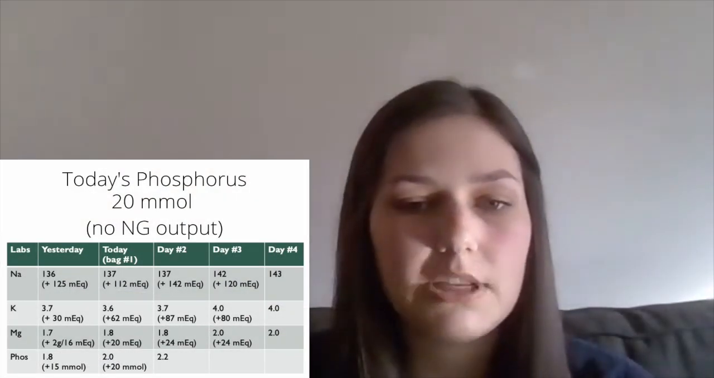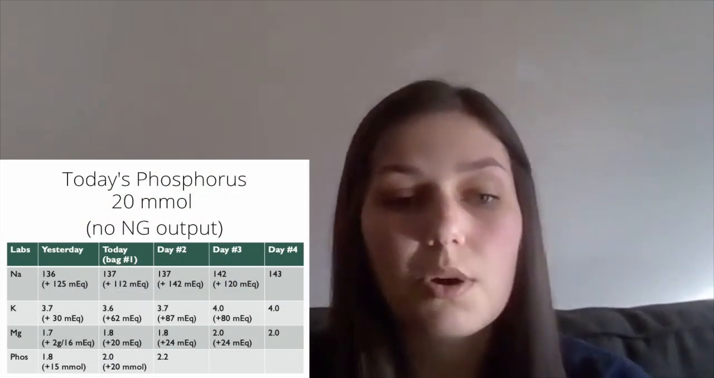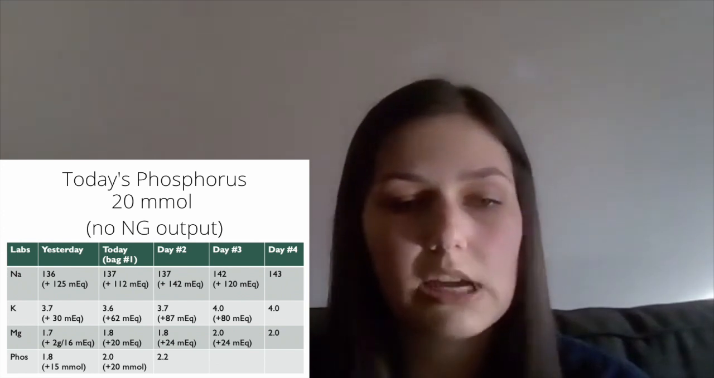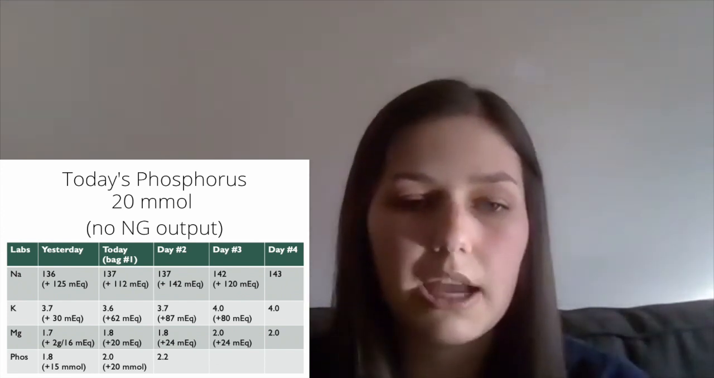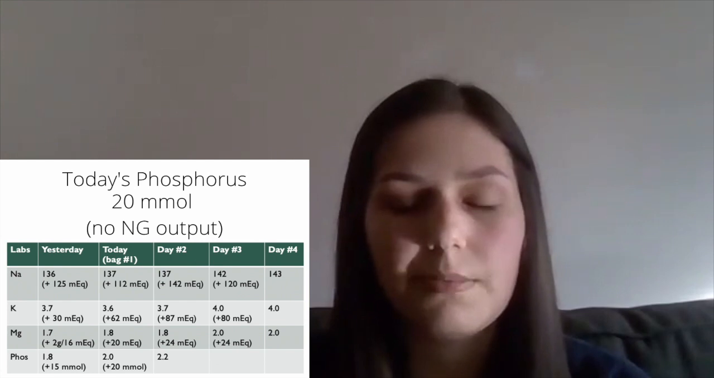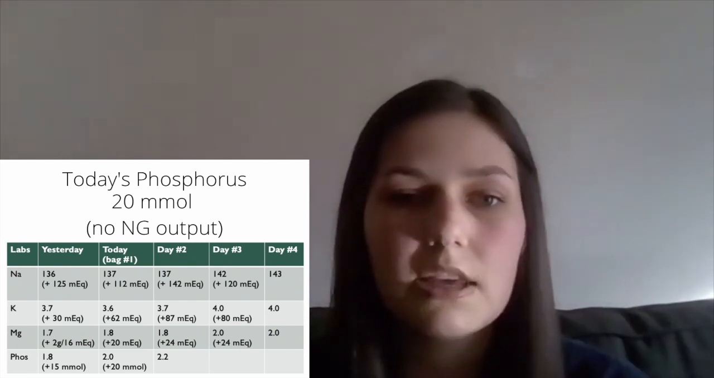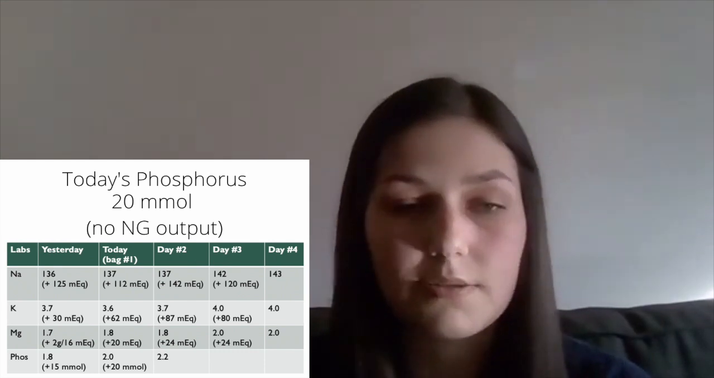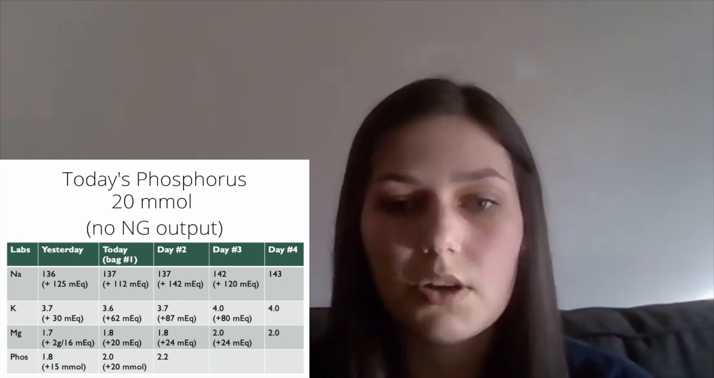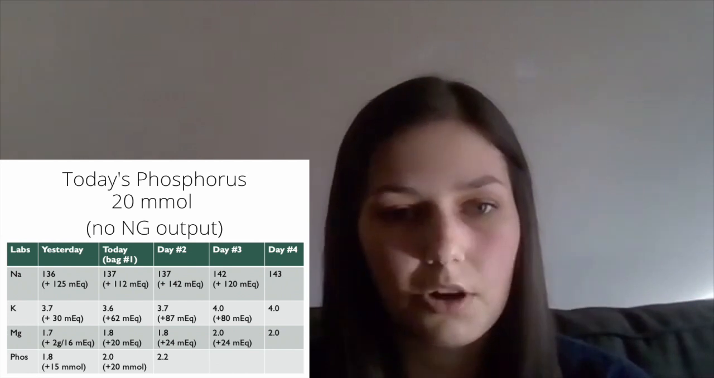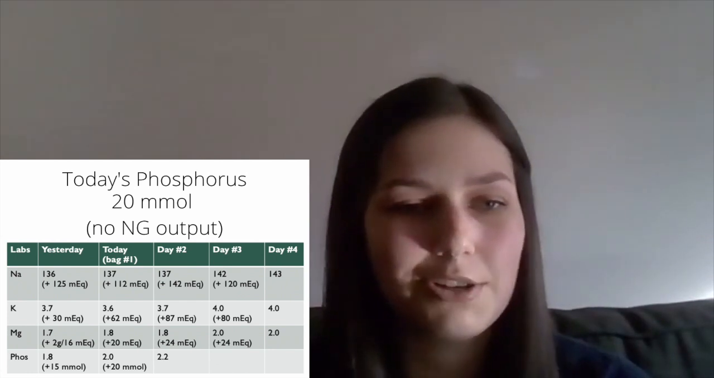So in bag number 1 of TPN, we chose to include 20 millimoles of phosphorus. So just kind of an arbitrary number. We picked on the low end of the baseline requirements because we saw that with an addition of 15 millimoles, that increased his phosphorus by 0.2. So by giving him 20 millimoles, we're hoping to increase it by a little bit more than 0.2.